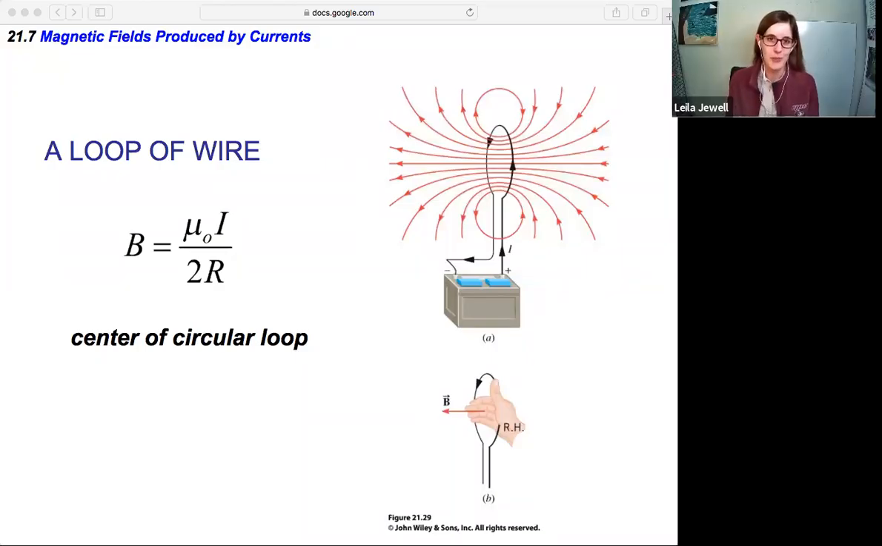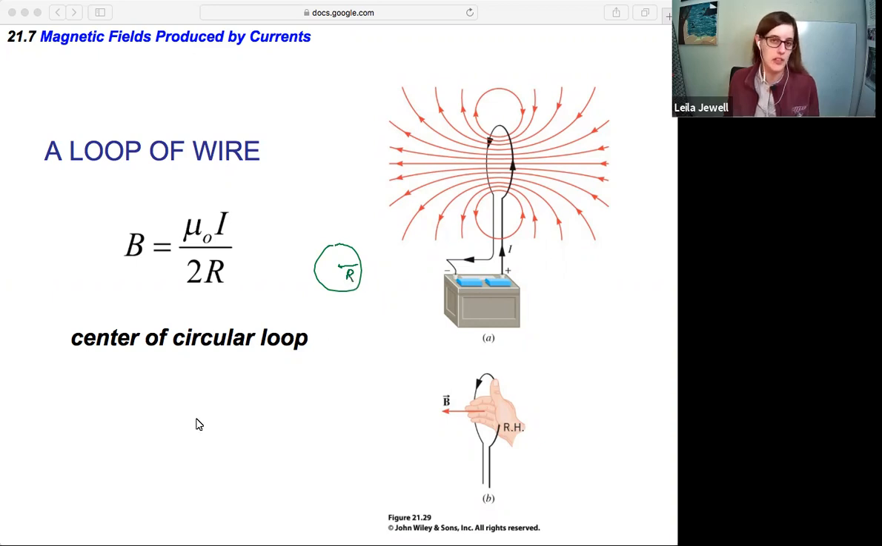Continuing section 21.7 on magnetic fields produced by currents, we can also see the magnetic field that's produced when you have a loop of wire. You have wire that follows a circle. It turns out at the center of a circular loop, the magnetic field is given by this equation: mu naught times the current divided by 2 r, where this r is not just any radius, but the radius of the circle.